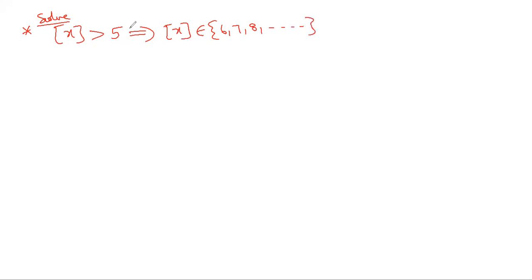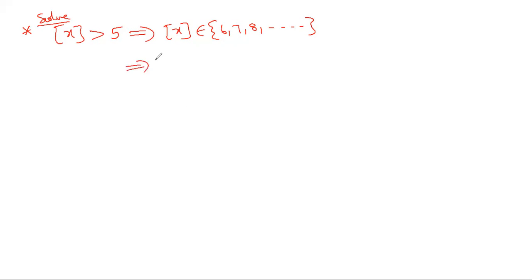Because the greatest integer function cannot be 5.1. The greatest integer function cannot be 5.2, 5.3. The question asked is the x values for which the greatest integer function is greater than 5. Because the greatest integer function is an integer. An integer greater than 5 means 6, 7, 8, 9, and so on.